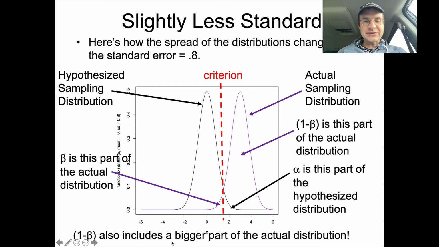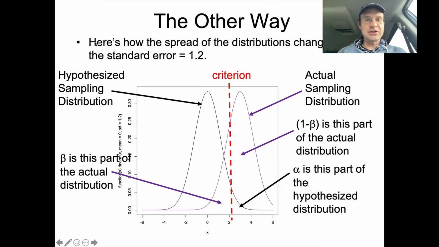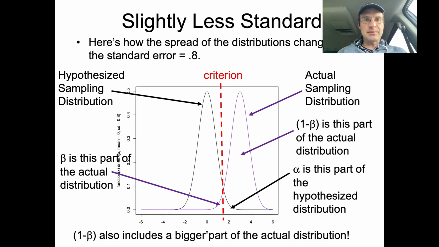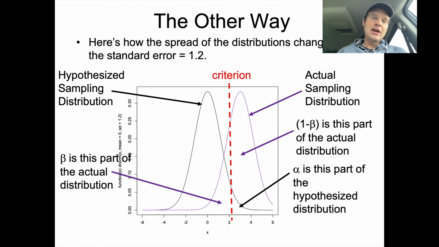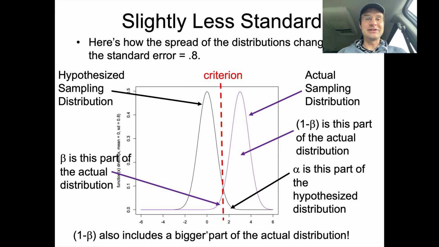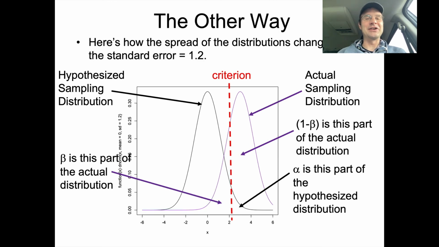So 1 minus beta in this case will include a bigger part of the actual distribution. I'm going to show you one other setup, which would happen if we went the opposite way. Let's say we ran fewer subjects, we got fewer items in our data sample, and that gave us a bigger standard error of 1.2, and that's going to make these distributions fatter than they were before. We can see that hopefully pretty clearly going between the skinnier standard errors and the fatter standard errors here.